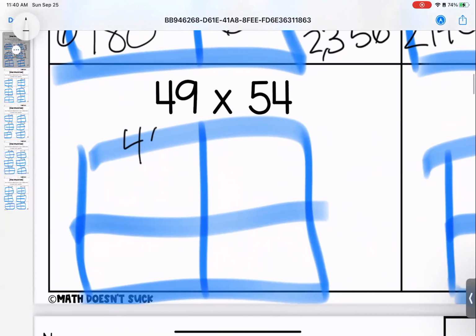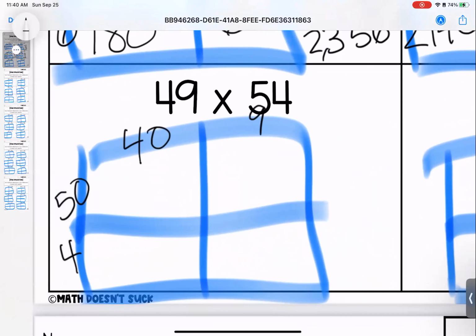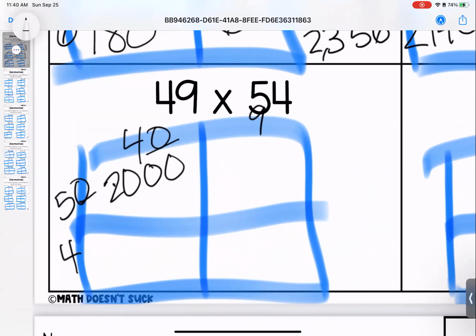All right, so we have 40 and 9, 50 and 4 using what we know about expanded form. 5 times 4 is 20. Let's clear that up. All right, 5 times 4 is 20. Don't forget to bring your 2 zeros. There's a 0 in 20, but we also have 2 zeros in this problem.